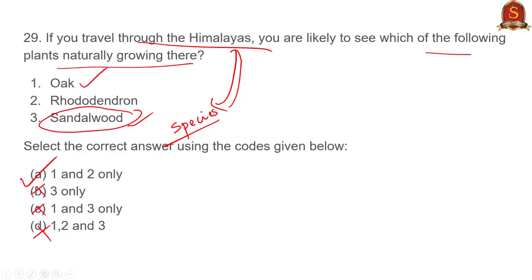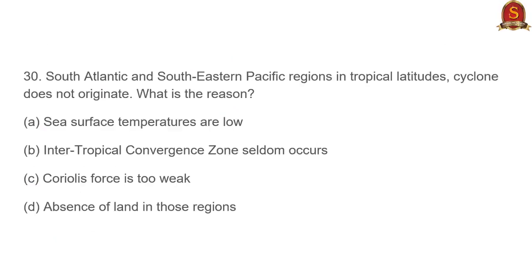You need not worry about different species of oak or different species of rhododendron. That is not part of the discussion at all. Just by understanding the distribution of sandalwood, where the species is located, you will be able to narrow down the options. Moving to the last one.